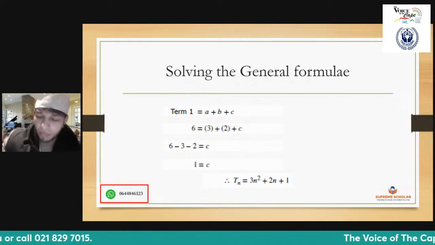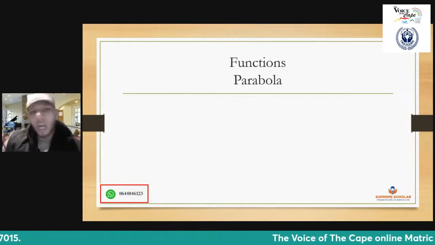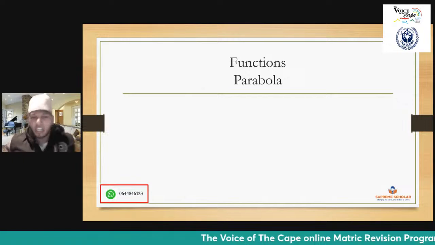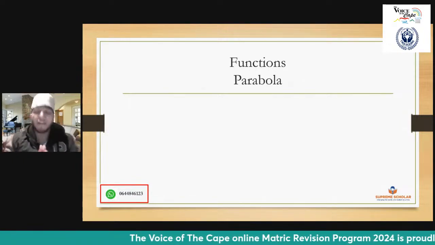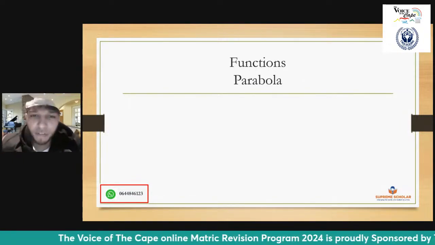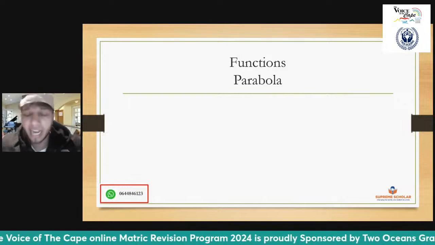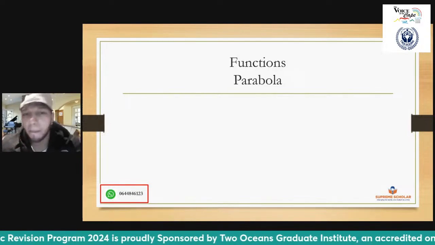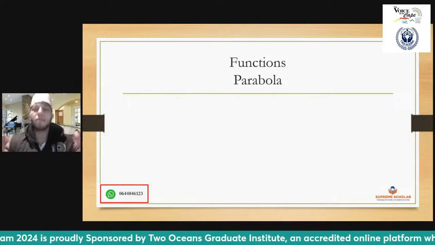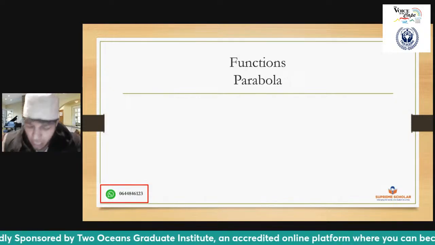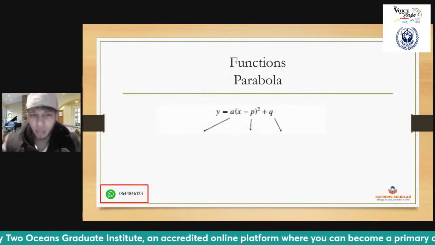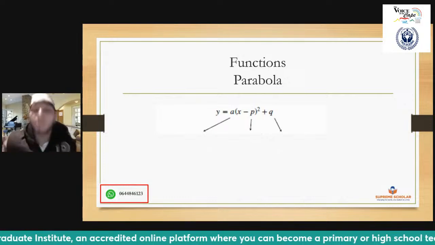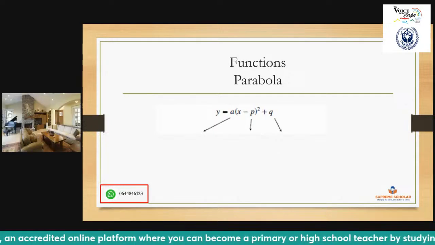All right. So functions. Now we're going to go into functions. The functions are divided into three types, or let's say four: the straight line, the exponential function, the hyperbola function, and the parabola, the quadratic function. Now I'm going to start with this form of the parabola.